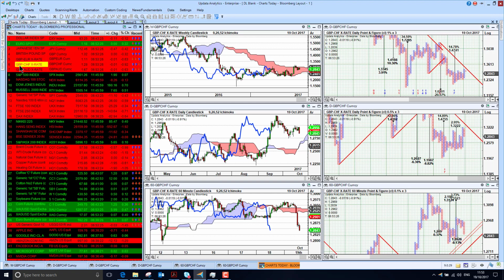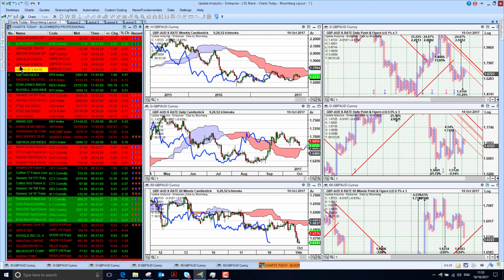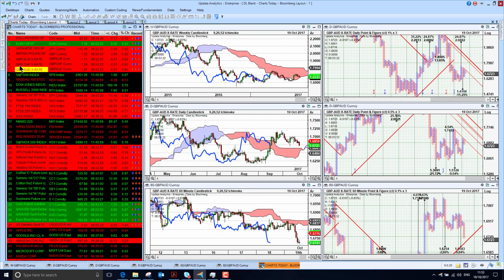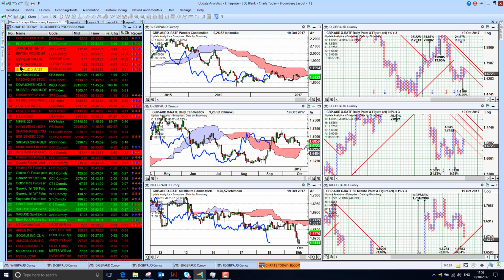The Swiss franc, sterling falling away here as well, and against the Australian dollar also hitting new lows with downside potential of up to 2.8% downside. So sterling not having a good day.